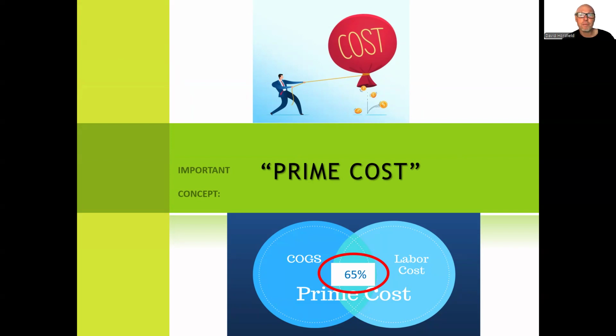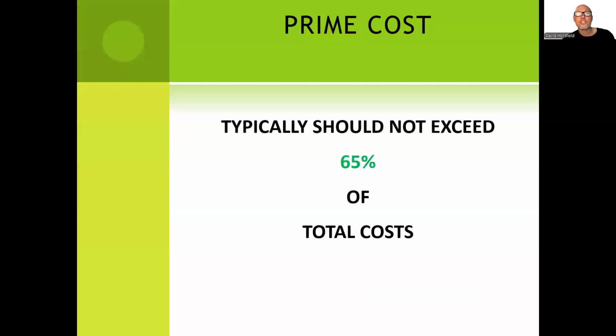Now, this 65% figure that's in the middle of the Venn diagram here. Prime cost, the cost of food and cost of labor together, typically should not exceed 65% of all the costs that we've got to pay. We're going to pay a lot of costs.